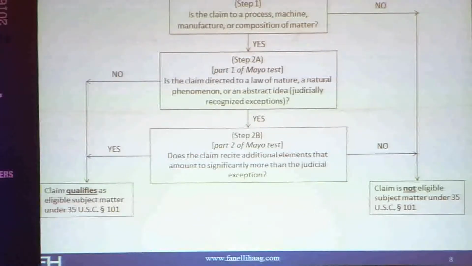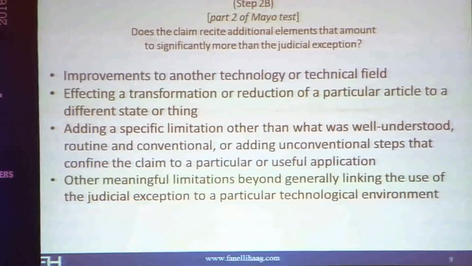So the question that the examiners are asking themselves, and that we as practitioners need to ask, is: does the claim recite additional elements, and I'll say steps in some cases, that amount to significantly more than that judicial exception? So what are some of the things that the Patent Office has said probably would amount to more? They've said something like improvements to another technology, affecting a transformation or reduction of a particular article, adding a specific limitation, and this is where this idea of something other than what was well known, routine, and conventional might be able to overcome that hurdle.